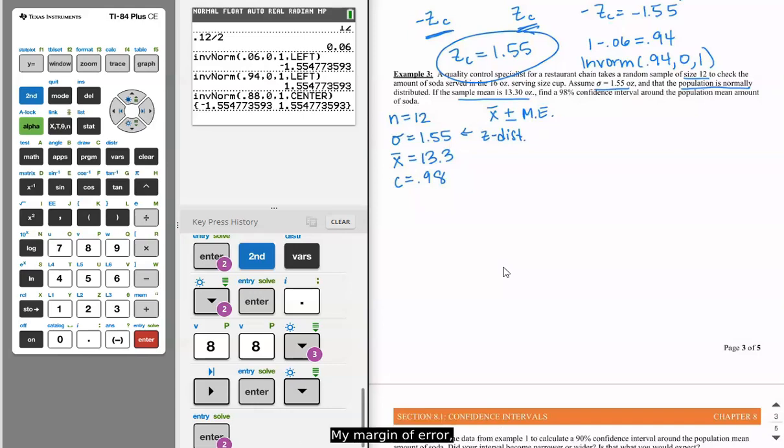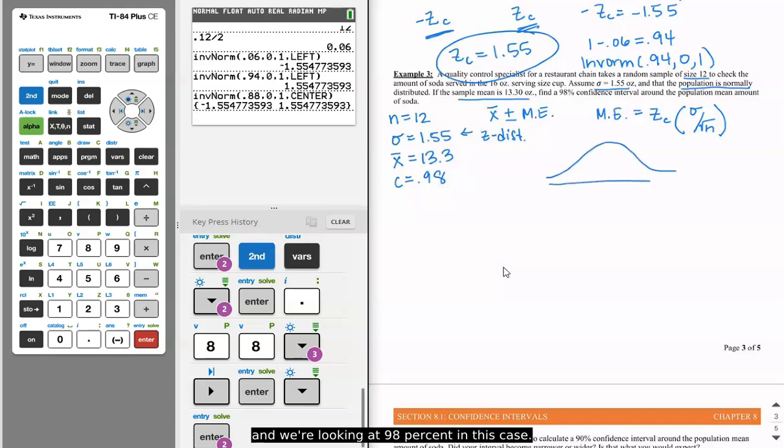All right, so my margin of error, if I write what the formula is, it's the critical value times the population standard deviation divided by the square root of n, which is the sample size. So what we need to find is my critical value. I can draw my little curve here, and we're looking at 98% in this case, so it's most of the curve. So 98%. And so we're finding the lower value and the higher value of my critical value.